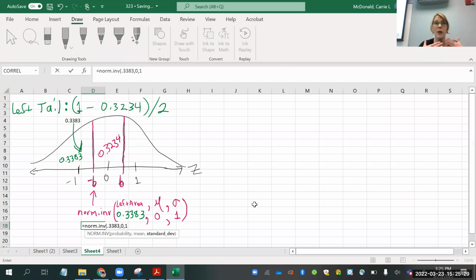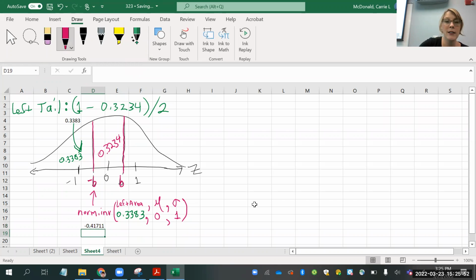And notice that when you're doing norm.inverse, you don't have to say if it's cumulative or not. That's already understood because you're giving it a left cumulative area to begin with. So it's not a question you have to answer here. So you only have 3 arguments: the left tail probability area, then the mean, whatever your mean is, and whatever your standard deviation is. So there you go. I got a z-score of negative 0.42-ish, right? So that's what I was expecting to happen. I feel really good about my answer. And I also know that the positive b is going to be the same, but without the negative.